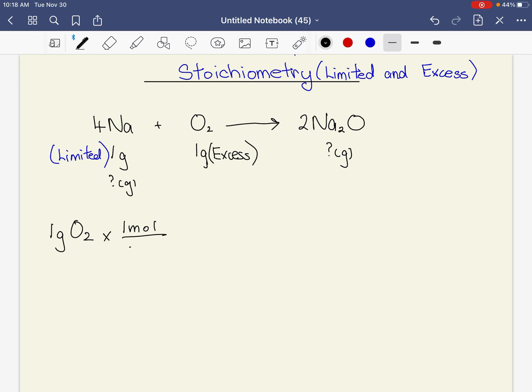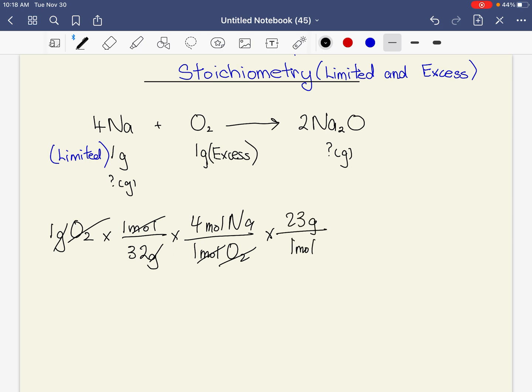Okay, all right. That's easy. Let's change mass of oxygen to mole of oxygen. For every mole of oxygen, you're going to need 4 moles of sodium. Moles and moles cancel, oxygen cancels, and let's turn mole of sodium into mass of sodium by multiplying it by its molar mass. There you go. So let's do 1 divided by 32 times 4 times 23, which is 2.88 grams of sodium.